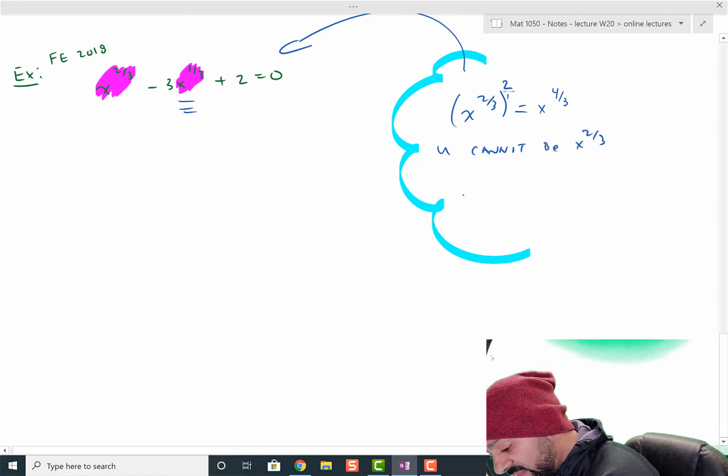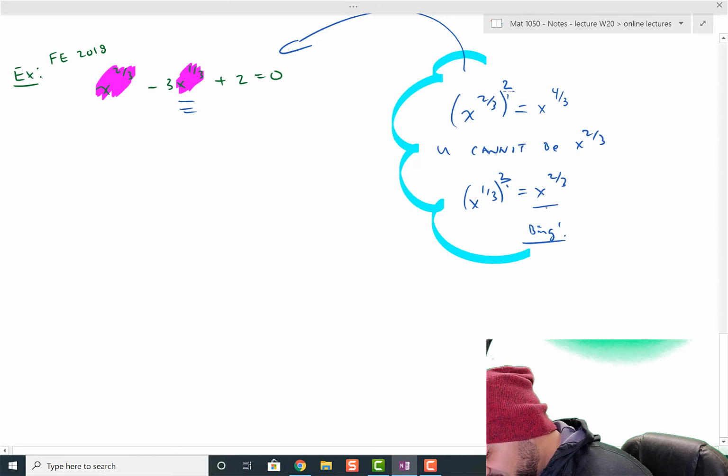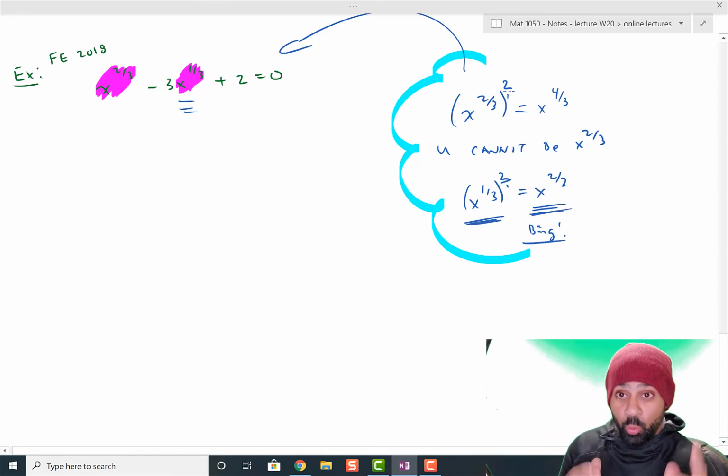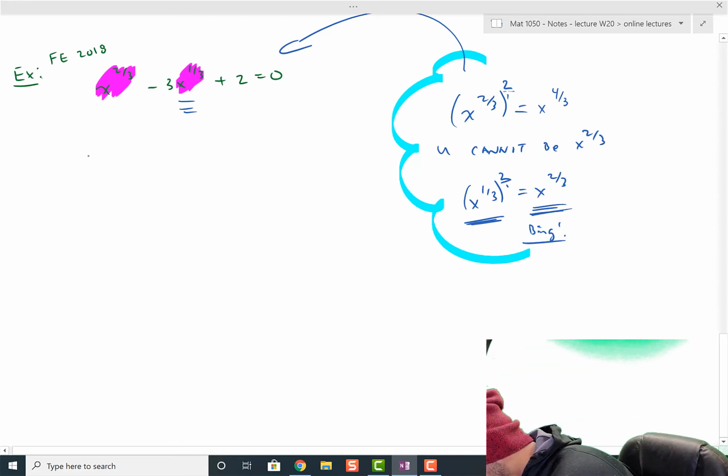So now let's try the other one. If you were to square x to the 1/3, that for sure would give me x to the 2/3. So bingo. So what does this tell me? X to the 2/3 can be rewritten as that. So literally, I'm just going to write x to the 2/3 as the other one squared. So we're trying to see which guy is the square of the previous.